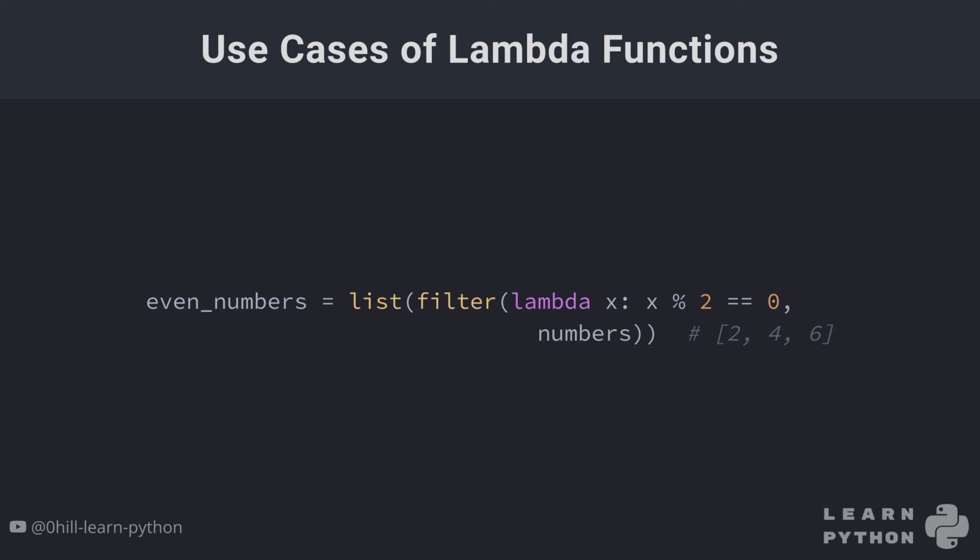Use lambda functions with the apply method to manipulate data frames. Example: numbers = [1, 2, 3, 4, 5, 6]. Filtering even numbers: even_numbers = list(filter(lambda x: x % 2 == 0, numbers)), which gives [2, 4, 6].